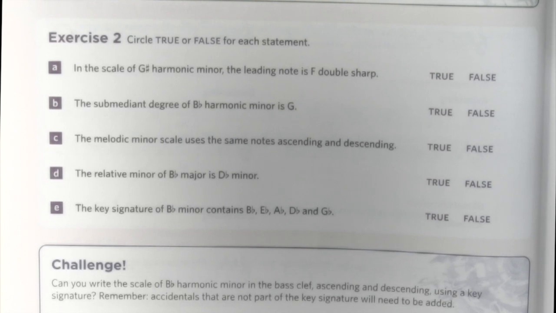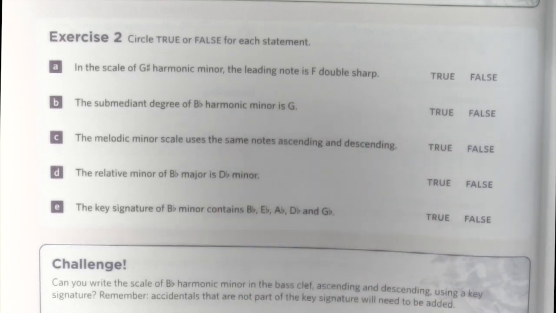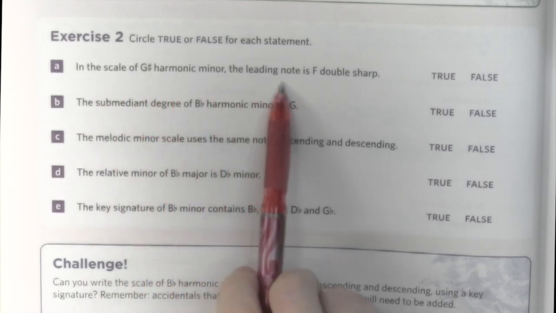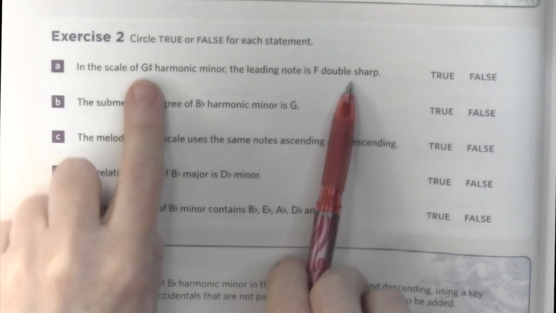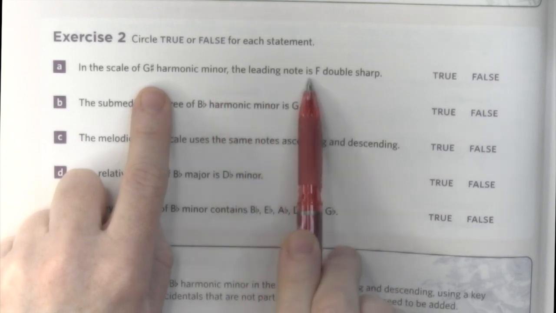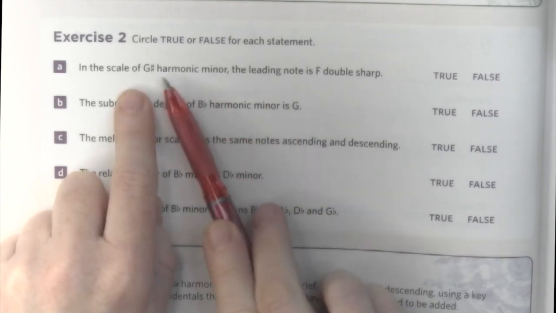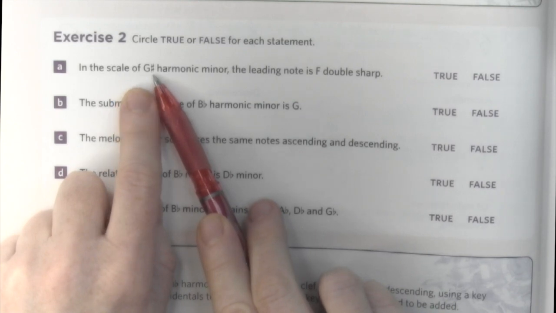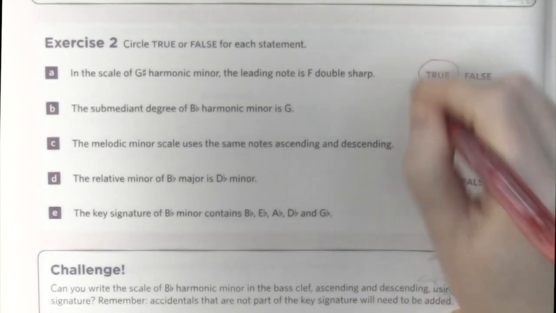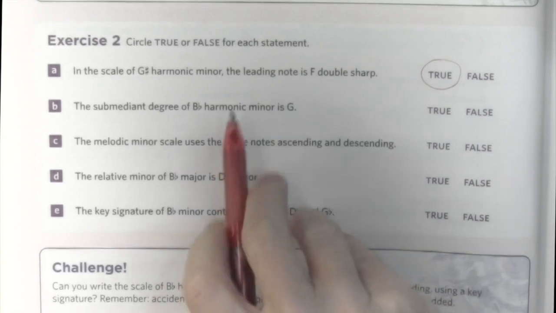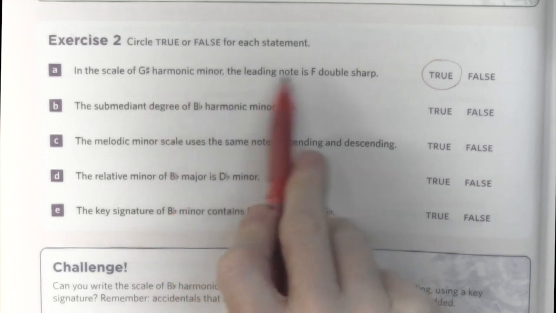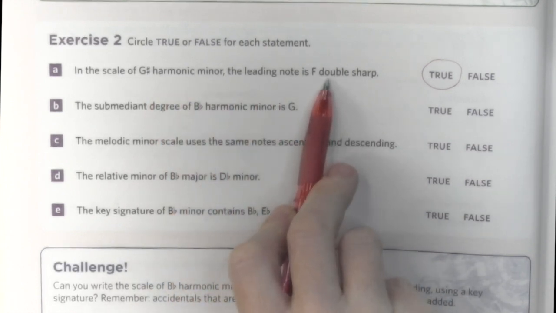In exercise 2, we need to circle true or false for each statement. Let's have a look. In the scale of G sharp harmonic minor, the leading note is F double sharp. Okay, so it doesn't matter if it's harmonic or melodic. The leading note of a scale is always the semitone below. And in the case of G sharp minor, it is F double sharp. So it is correct, because the leading note is 1 semitone below. So G sharp minus 1 semitone would be not F sharp, but F double sharp. So it needs to be raised.